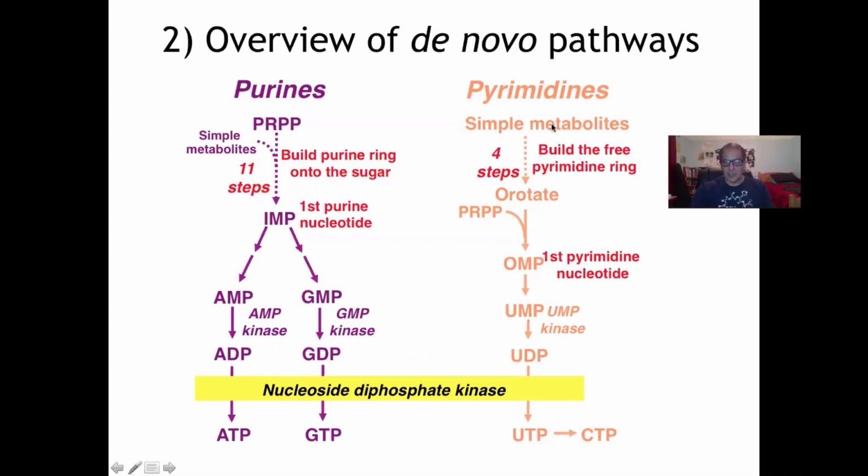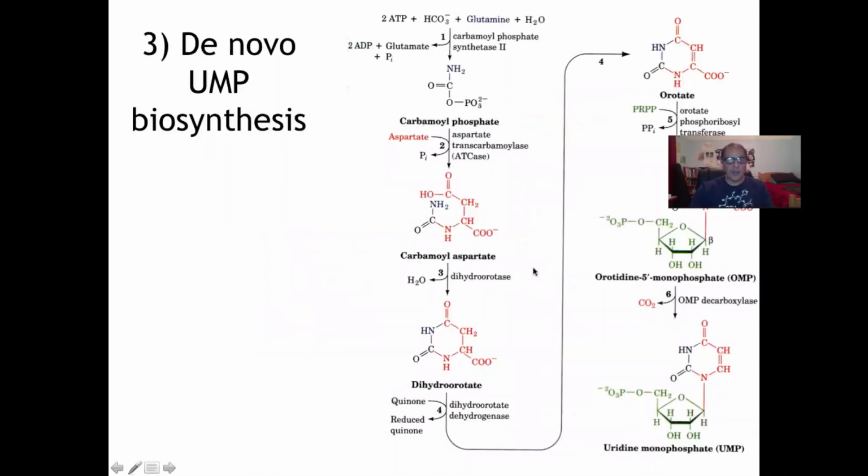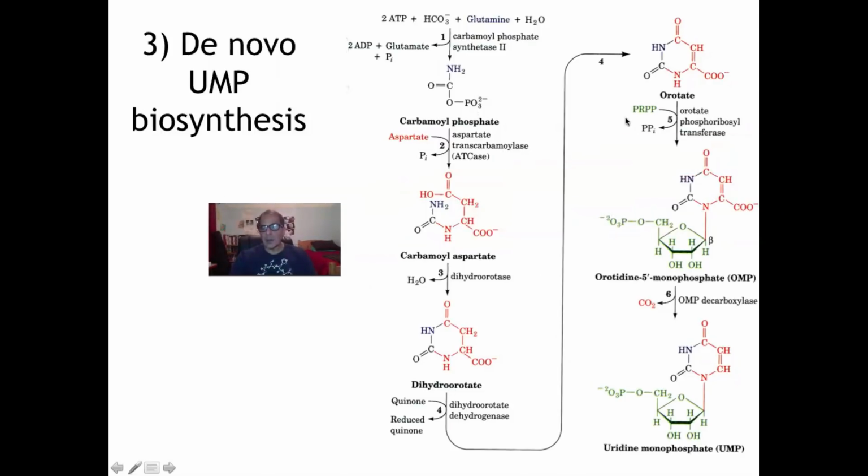Okay, so let's look at this pathway in a little bit more detail, the pathway from simple metabolites to UMP. And so here is that pathway. We start out, as I said, with simple metabolites like glutamate, aspartate, and bicarbonate, and we assemble them together to form a pyrimidine derivative, namely orotate. Okay, orotate looks just like uracil, except it has this extra carboxylate group here.